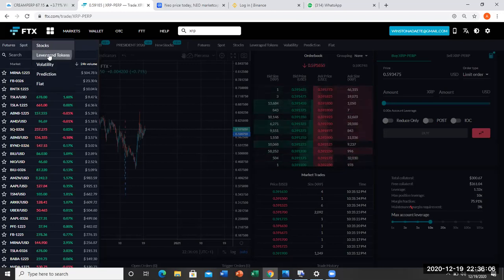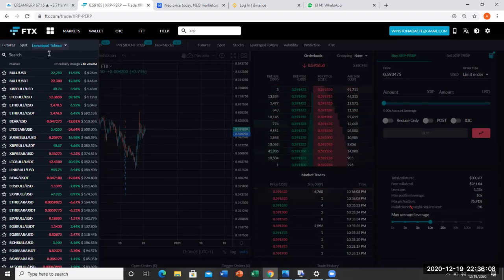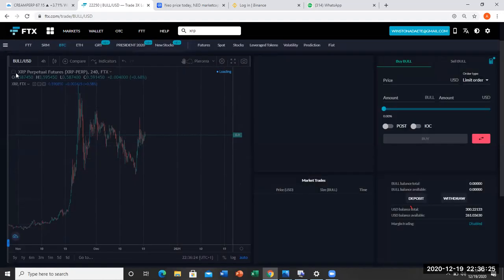Now let's look at leverage tokens. I just explained leverage tokens. We said these ones have a maximum, already predetermined leverage that you can use for all of them. So the bull USD, if I were to click it, I'm going to see the maximum allowed leverage for it. I just clicked it.